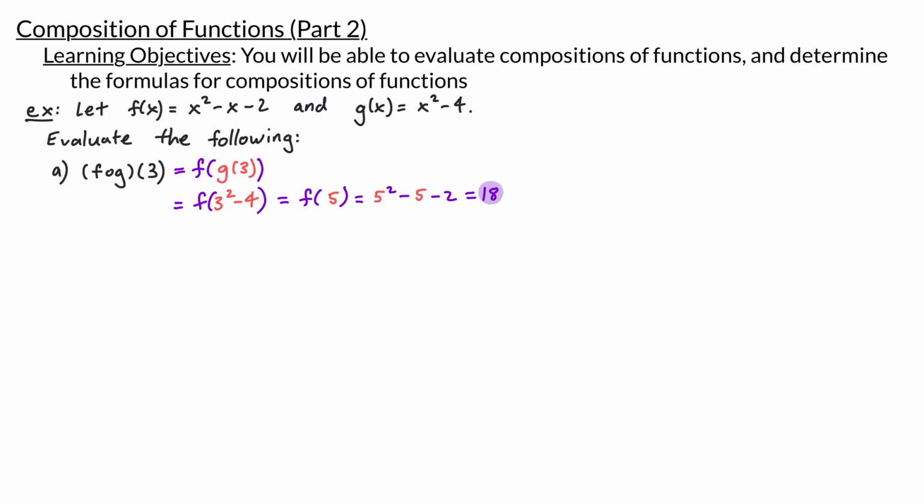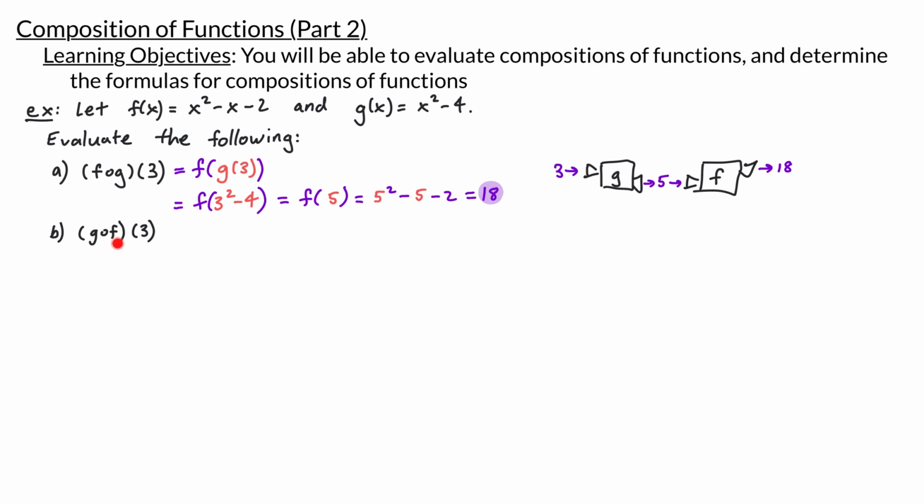Just as a reminder of what this composition represents, let's draw a diagram. When we do f composed with g, we're basically looking at the g function first and then the f function afterwards. When we take any input, we first plug it into the g function. So we took 3, we plugged it into the g function. We got as an output of the g function 5. So we then took the 5, we plugged it into the f function, and that's how we got 18 at the end.